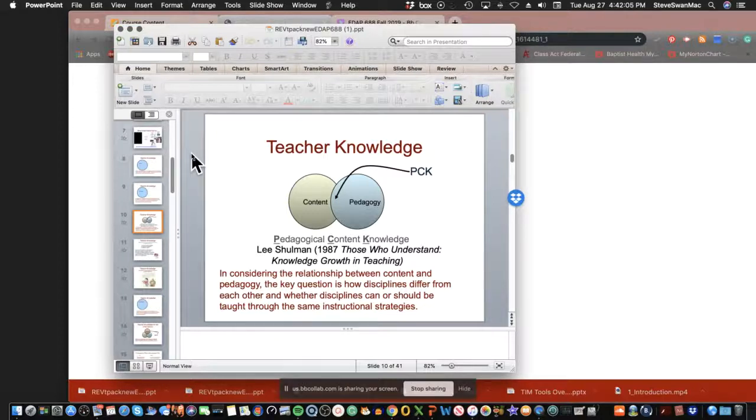So stand and deliver is certainly a pedagogy. And there are times when stand and deliver is a reasonable pedagogy, but it shouldn't be the only one. And we know this. We know there are plenty of people out there who are content experts, but who can't help you understand what the content is worth a lick. It's because they don't understand pedagogy.